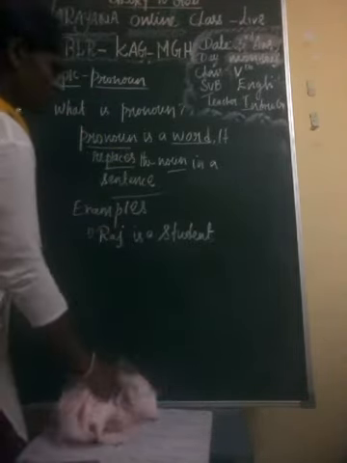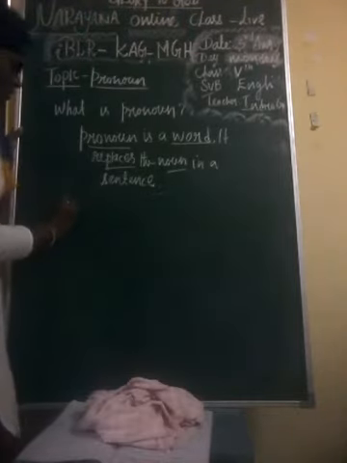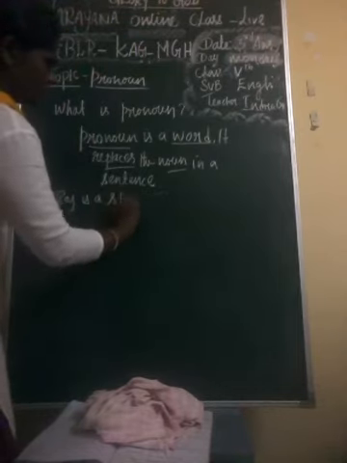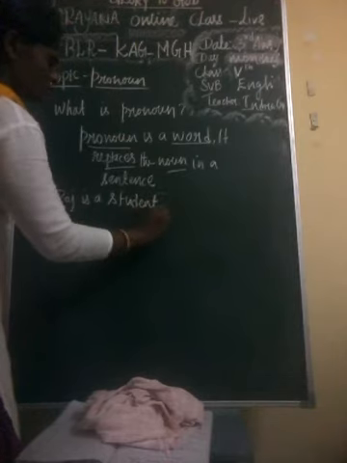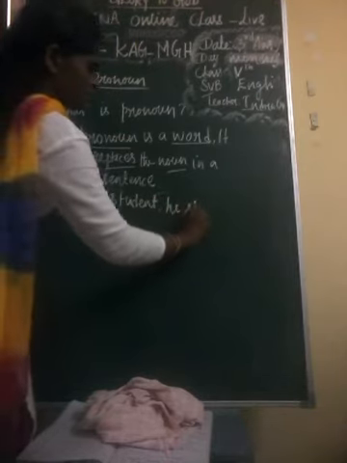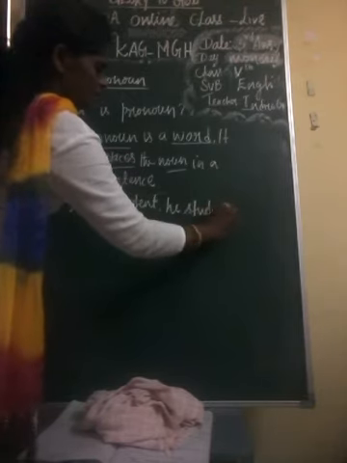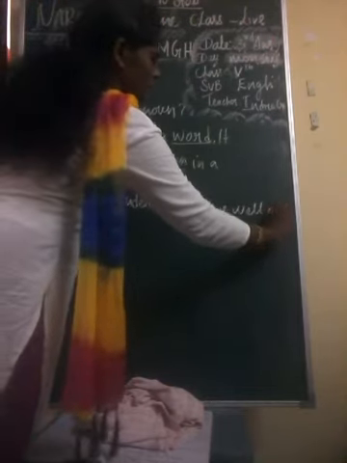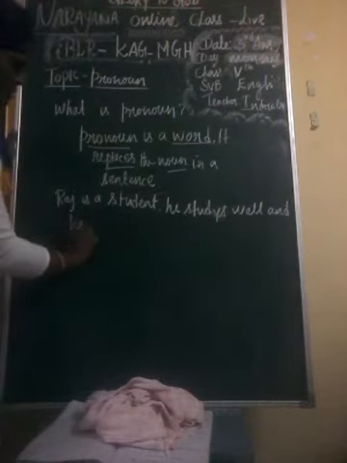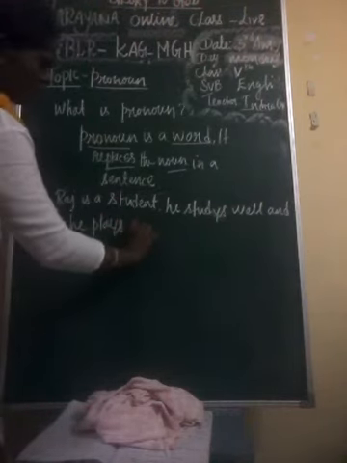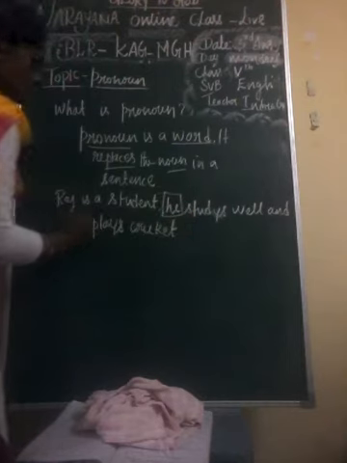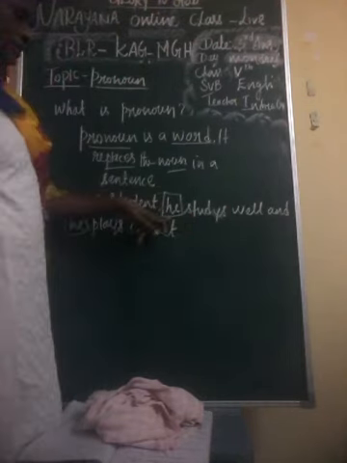First one is how I have written. Raj is a student. He studies well, and he plays cricket. He plays what? Cricket. So instead of using Raj in every sentence, I can replace the noun with the pronoun.